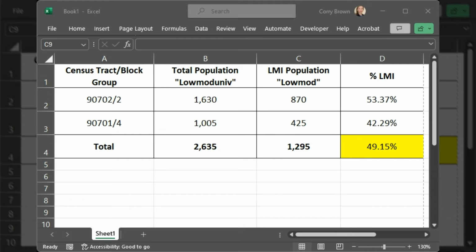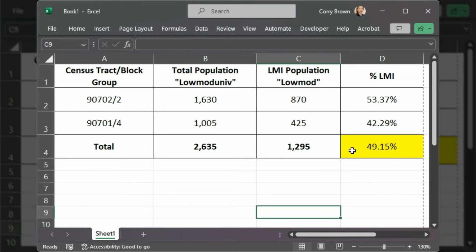Let's imagine instead that we were looking at performing a project in Census Tract 90702, Block Group 2. We can see that the LMI percentage is above 51%. However, we also know that 90701 Block Group 4 is within the service area. We need to include both block groups. We must calculate the totals.